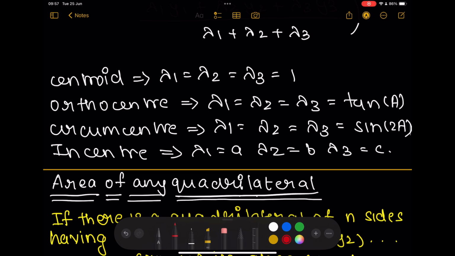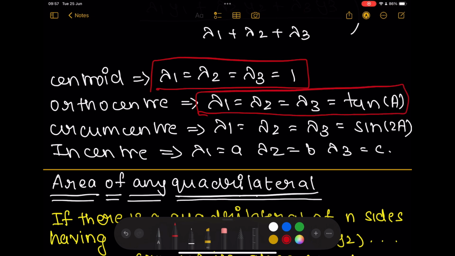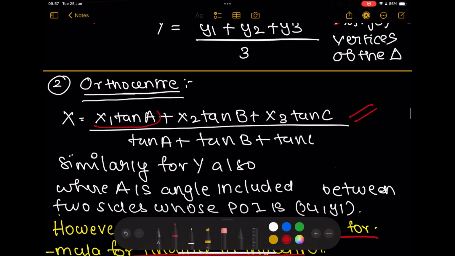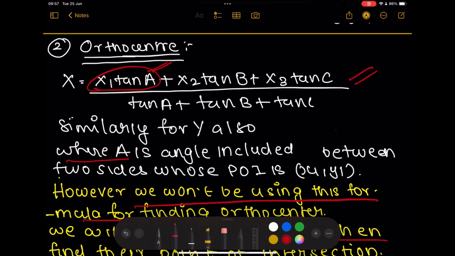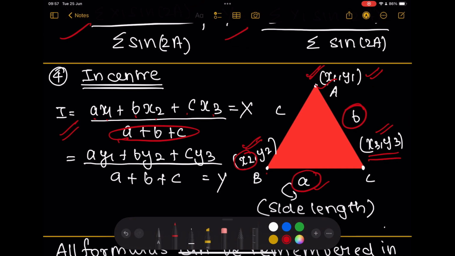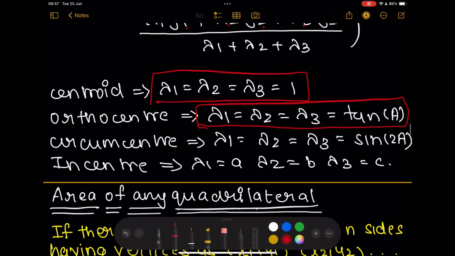Suppose it is a centroid, then lambda 1 will be equal to lambda 2 will be equal to lambda 3, that will be equal to 1. Suppose it is an orthocenter, then lambda 1, lambda 2, lambda 3 will be equal to tan A. Now what is this angle? I also tell you that. I have written that: A is the angle included between the two sides whose point of intersection is (x1, y1). That is, if you are taking (x1, y1), this is the angle A in that case. So in case of orthocenter, there will be tan of A.